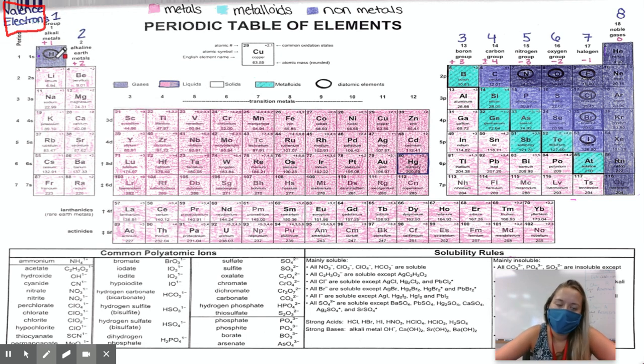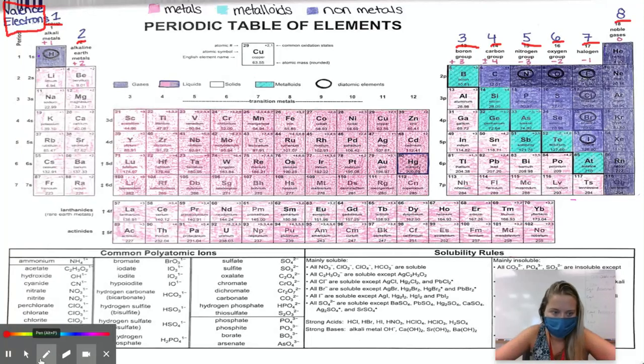Then, above group 1, you will write 1. Above group 2, you will write 2. We're going to skip the transition metals and go over to group 13. You're going to write 3 above group 13, 4 above 14, 5 above 15. You get the pattern, okay? So your valence electrons, my valence electrons are in blue, should be listed above your group numbers. Okay?